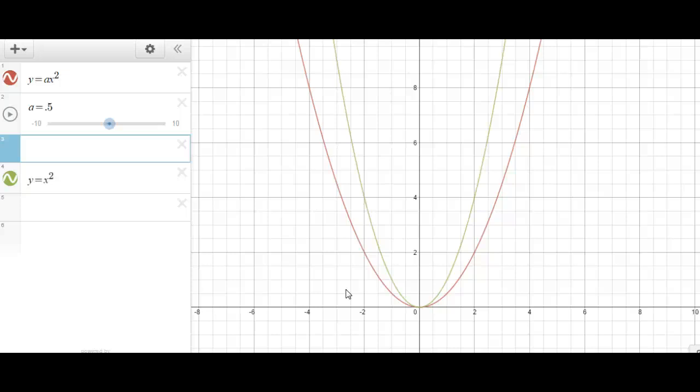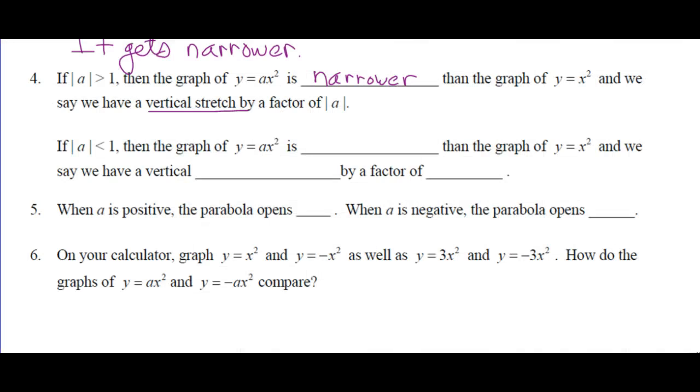So it's vertically stretched by a factor of A, regardless. That way, life is consistent. You just say it's a vertical stretch by a factor of A. It doesn't matter if A is bigger than 1 or smaller than 1. So the graph is wider. Physically, that's what you're seeing. And we say we have a vertical stretch by a factor of the absolute value of A.